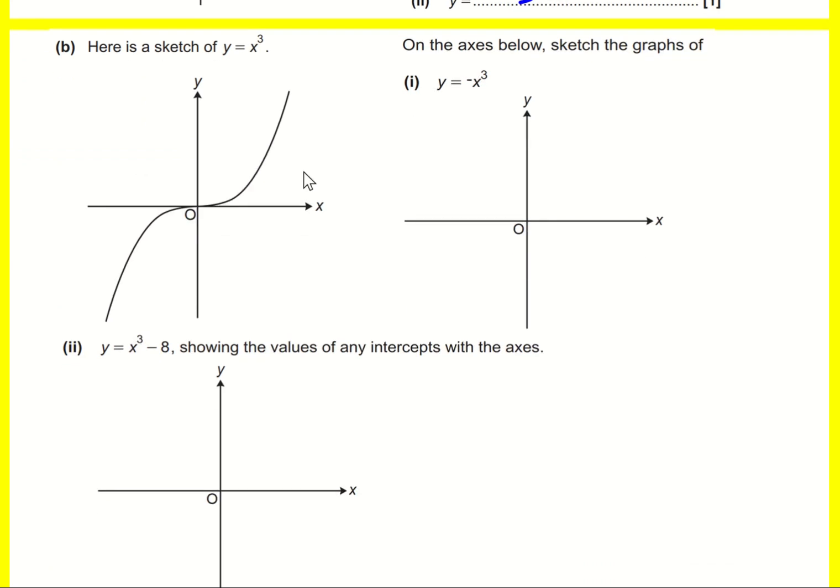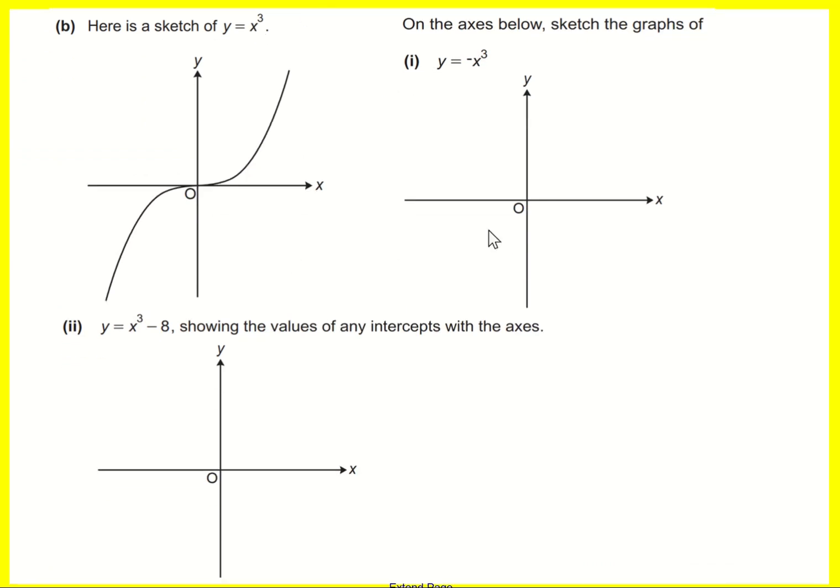Moving on, we're given a sketch of y equals x cubed, and then we're essentially being asked to perform transformations on them. And if you have minus x cubed, this is actually a reflection in the x-axis. You might even know what minus x cubed looks like. It's like this. It's worth just knowing that regardless, even if you hadn't been given x cubed to start with. Try and learn these two.